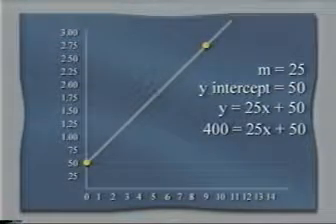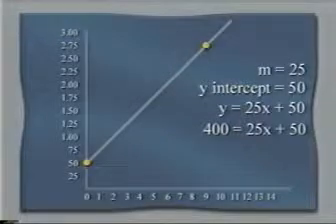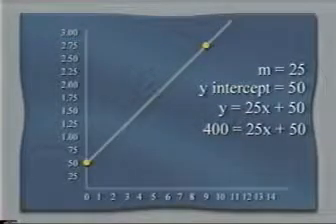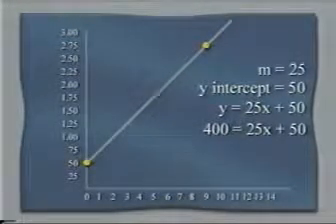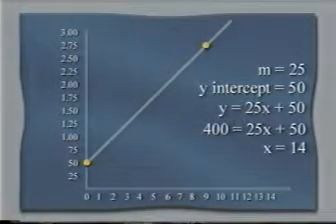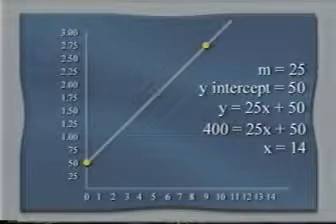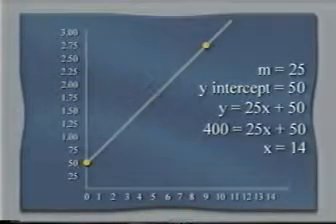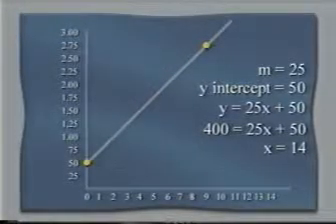400 equals 25x plus 50. Now, solve for x. Well, it turns out x is 14. That means that we had 14 additional ounces after the first ounce, and that our package weighed 15 ounces, and that's why it cost $4.